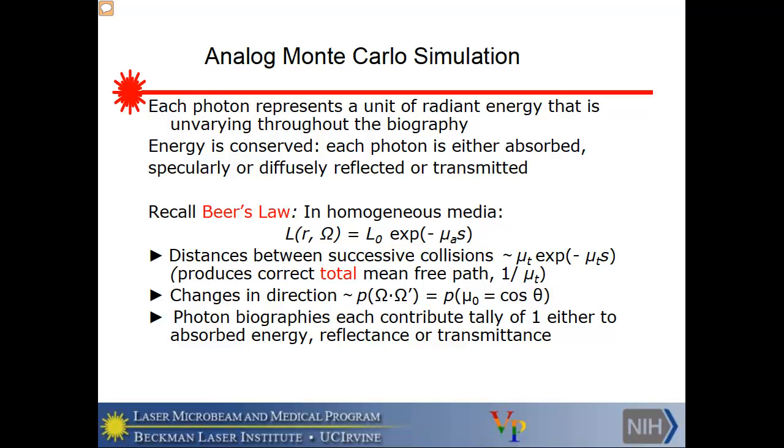And again, after the launch, you either get absorbed or scattered. When you're scattered, you're redirected, and eventually you're either absorbed, transmitted, or reflected. You leave the region of interest. So each biography contributes a tally of 1, either to the absorbed energy, the reflectance, or the transmittance, and that's analog Monte Carlo.